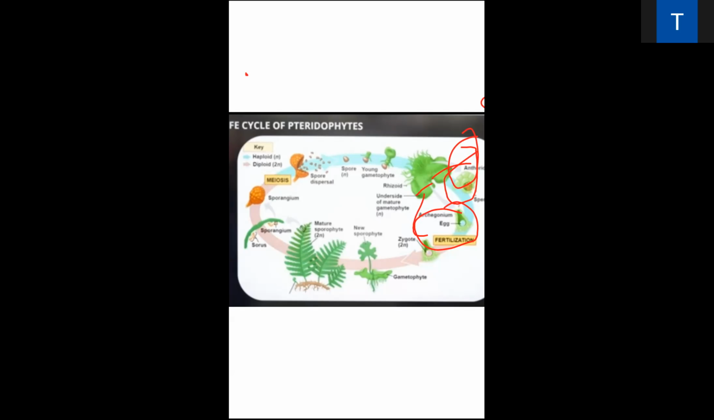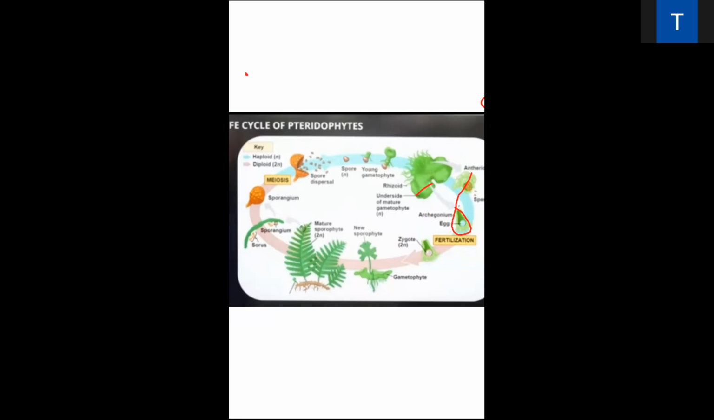Can you see where the male sperm are coming from? They come from here and enter into the female. Sperm are the male part, coming from here and entering into the female.